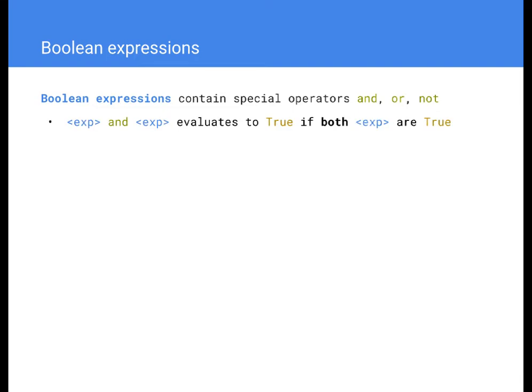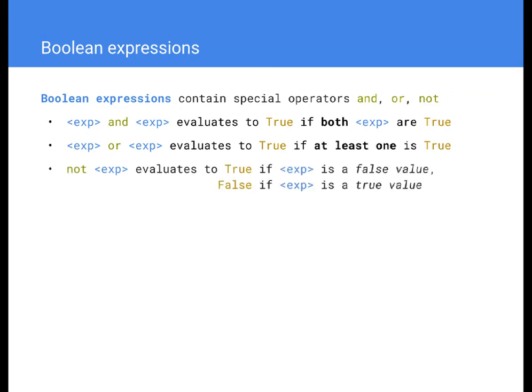So let's talk about Boolean expressions, which I hinted at earlier. Boolean expressions contain special operators like and, or, and not. The format for and looks like this: some expression and some other expression evaluates to true if both expressions are true. Intuitively, I need both of these things to be true for the entire Boolean expression to be true. Likewise, we can define or as evaluating to true if at least one of those expressions is true.